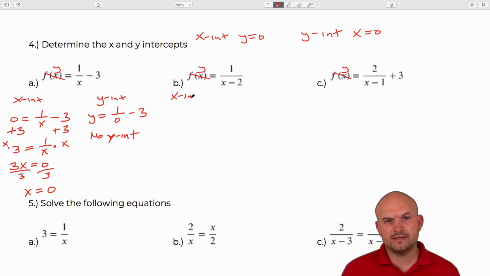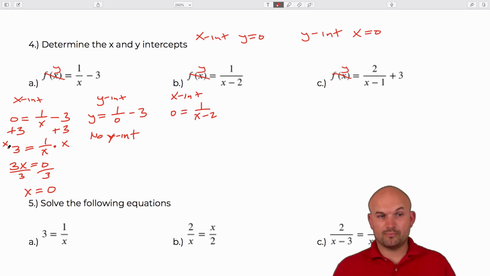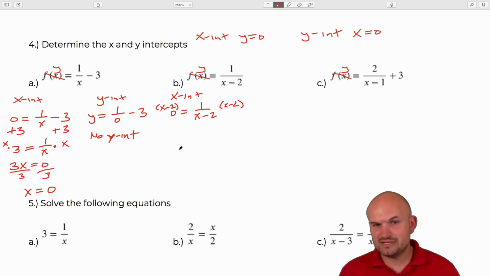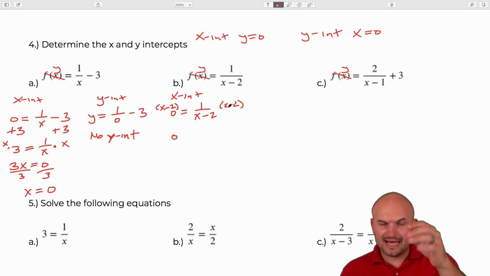So for this one, x-intercept, so we're going to put 0 equals 1 over x minus 2. Now here, my quantity is x minus 2. So previously, when my quantity was x, I multiplied by x on both sides. Well, now I'm going to need to multiply by an x minus 2 on both sides. Again, x minus 2 times 0 is just going to give you 0. X minus 2 divided by x minus 2 is just going to give you 1.